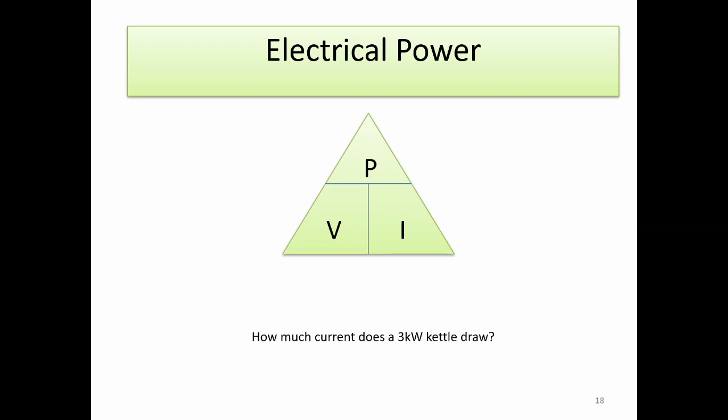So if we wanted to know how much current a 3 kilowatt kettle draws, we know from our triangle that I, the current, equals the power over the voltage. So if we take 240 volts, which used to be the UK standard, I equals P over V equals 3000 divided by 240, which equals 12.5 amps. So our 3 kilowatt kettle would draw 12.5 amps at 240 volts. This is about the maximum you can draw from a normal 13 amp plug.